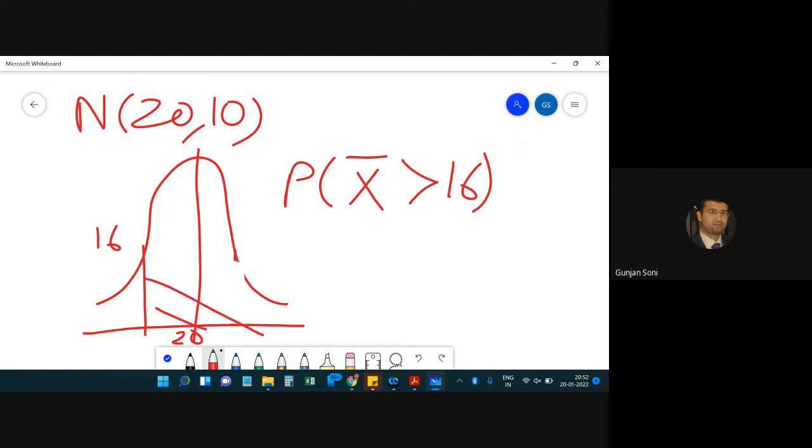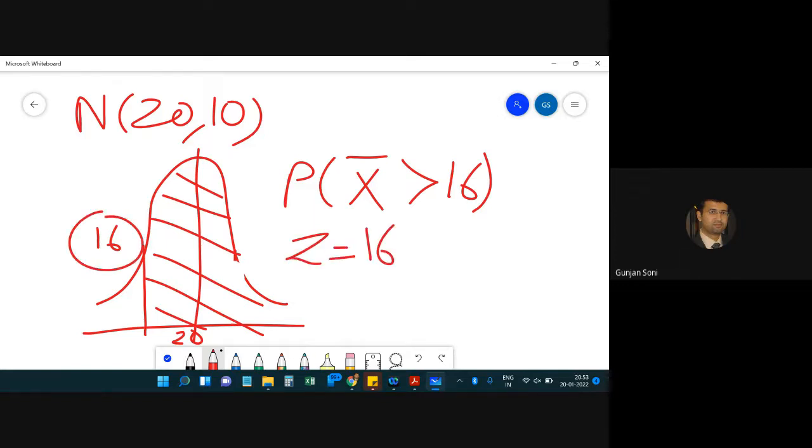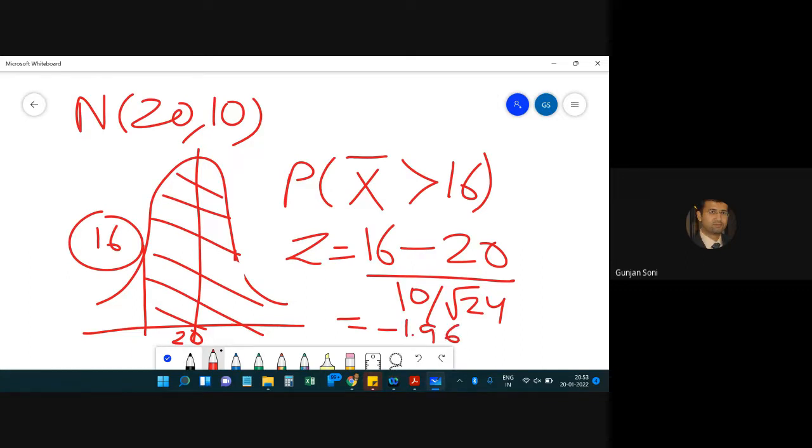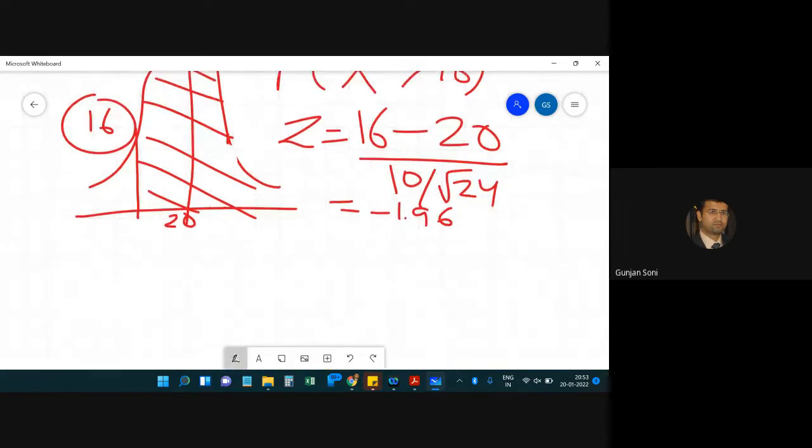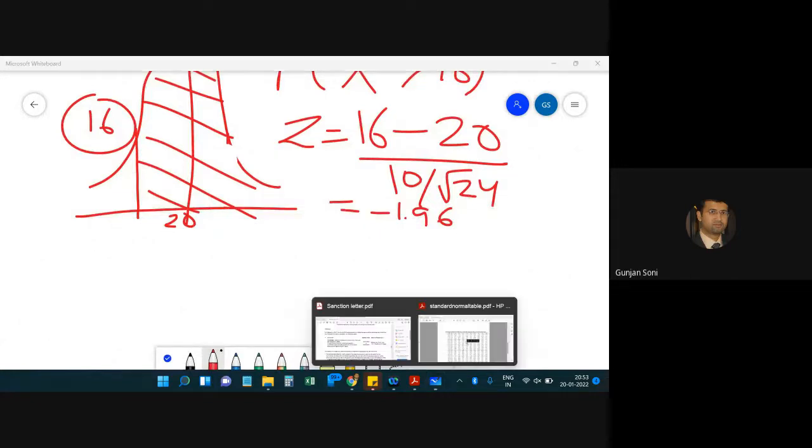So this area I want to find out. Corresponding to this, the z value is, now here this is 16, right? So 16 minus mu, which is 20, divided by sigma by root n. Sigma is 10, divided by root n, which is 24. So what value do you get? Minus 1.96. Now corresponding to minus 1.96, look into the normal distribution table.